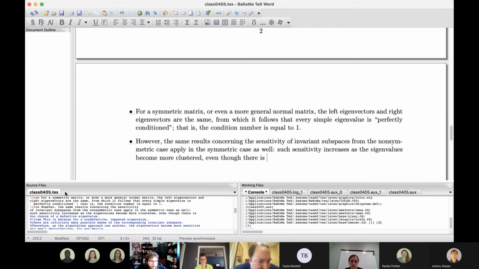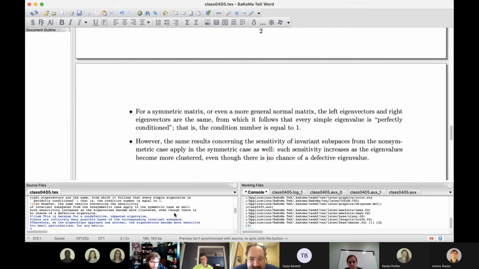But there's always a but. Eigenvectors of symmetric matrices can still be sensitive to perturbations, and what controls the sensitivity of eigenvectors is the clustering of the eigenvalues. Well, a symmetric matrix can have eigenvalues that are just as clustered as any other kind of matrix. So eigenvectors may still be ill-conditioned.